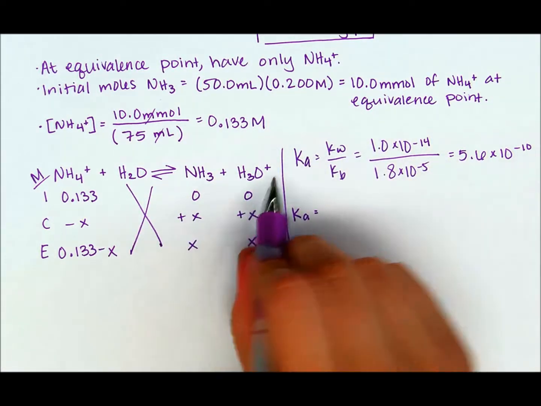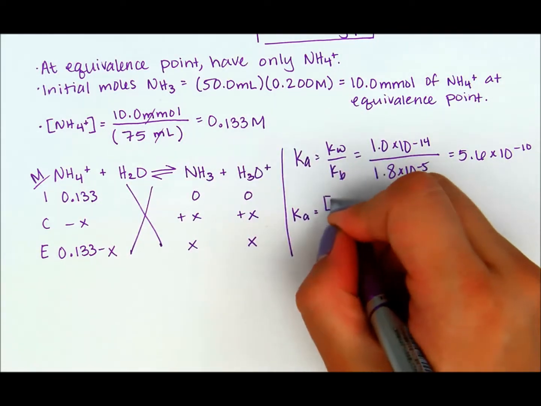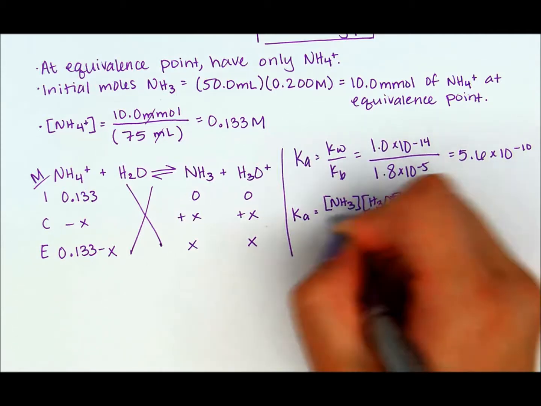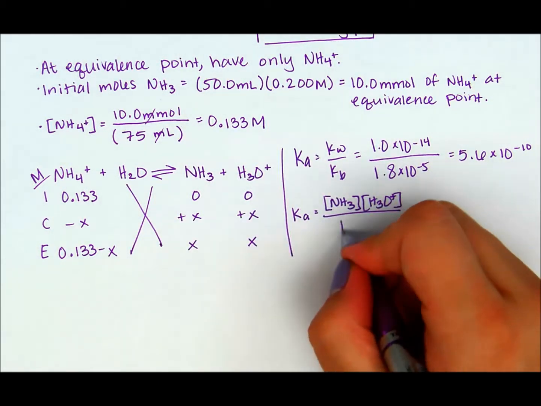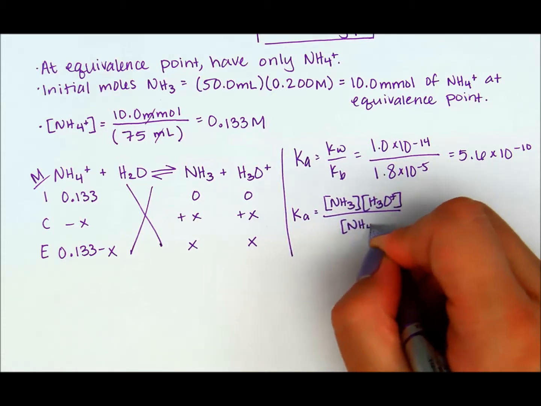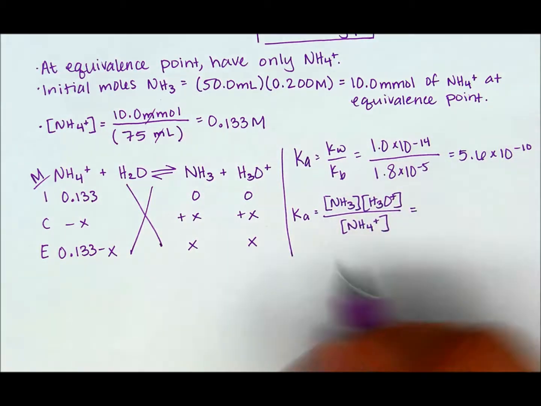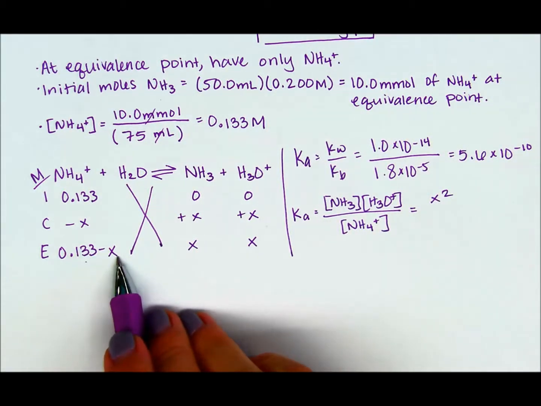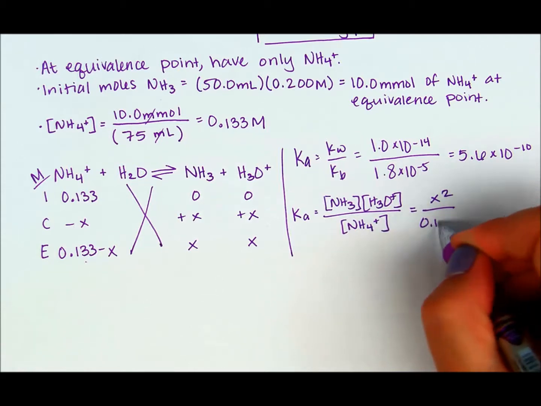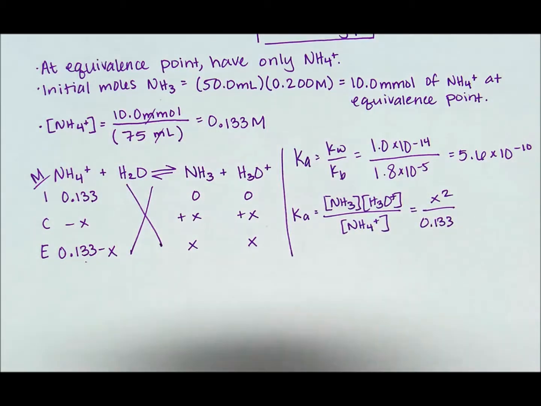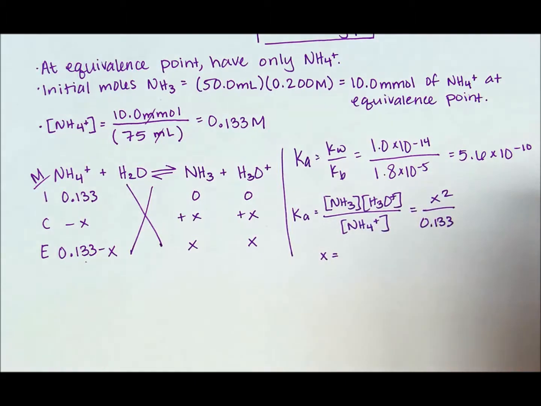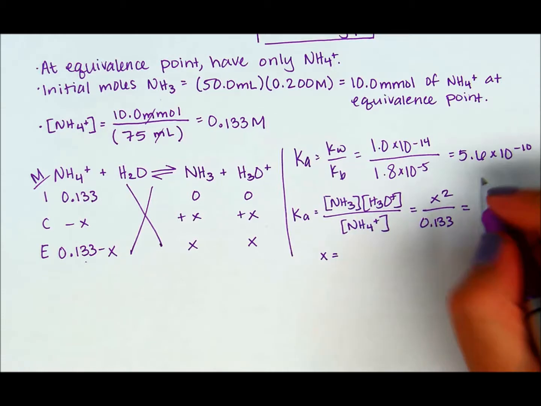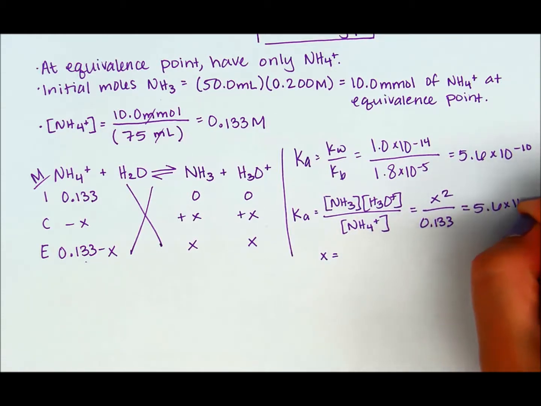So we are going to write our Ka expression just the same as we always do. Ka equals products over reactants. So NH3, H3O plus, my reactant here, NH4 plus. Plugging in the numbers, X and X for the top, so X squared, over 0.133, ignoring that minus X, assuming that X is very, very small. Oh wait, I'm sorry, this whole thing should be set equal to the Ka, I didn't write that. So equals 5.6 times 10 to the negative 10.